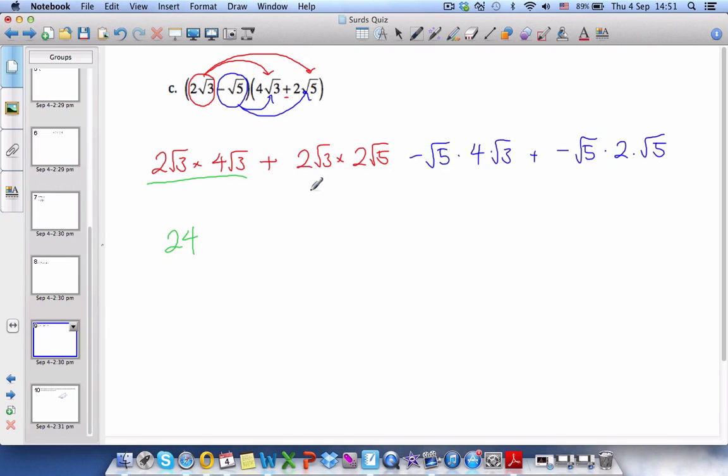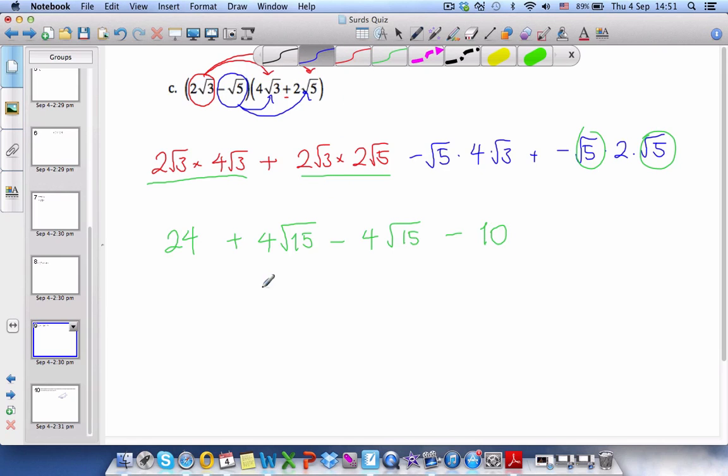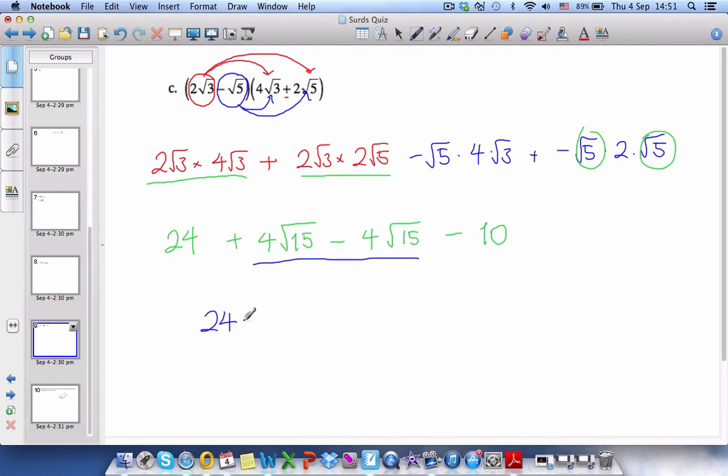24. Okay, how about here? Well, 2 times 2 is 4, and square root of 3 times square root of 5 is square root of 15. Here I have negative 4 times root 15. And here I have square root of 5 times square root of 5 is 5, times 2 is 10. Notice here, positive 4 root 15 minus 4 root 15, that's going to simplify into 0. So all we have left is 24 minus 10, which is 14.